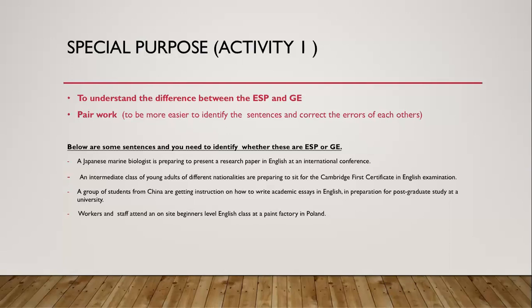The first one is a Japanese marine biologist preparing to present a research paper in English at an international conference. An intermediate class of young adults of different nationalities are preparing to sit for a Cambridge First Certificate English exam. A group of students from China are getting instructions on how to write academic essays in English in preparation for postgraduate study at a university. The last one is workers and staff attending an on-site beginners level English class at a paint factory in Poland. I'll leave you for 10 minutes and then I'll show you the answers.